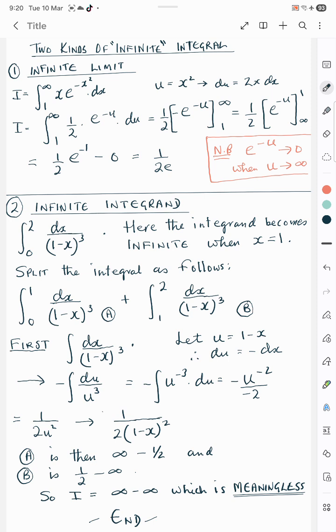So the integral that we've been dealing with does not exist.